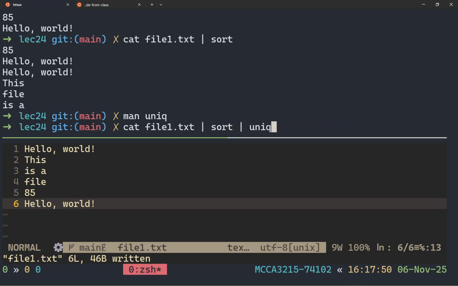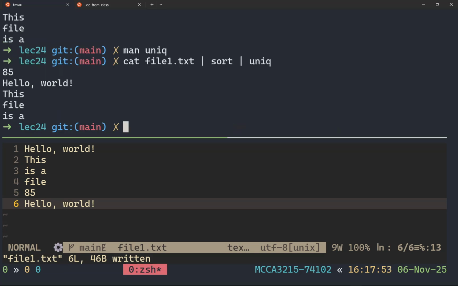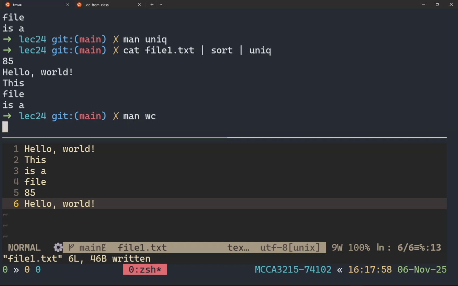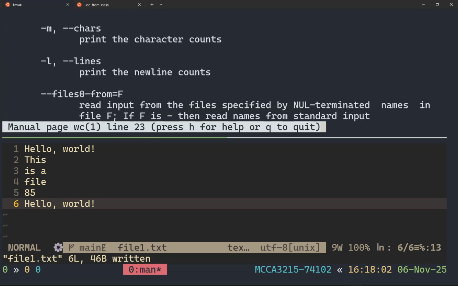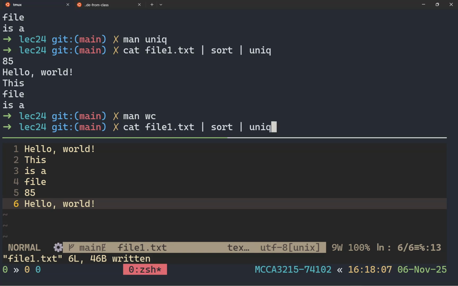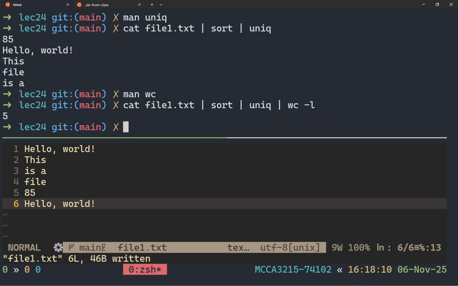So I can take that, sort it, give it to uniq, watch the difference. There's only one hello world now. And then there's a wc command that counts words or lines. If you give it the -l option, it will give you back how many lines there were. So if we pipe all this to wc -l, it will give us how many unique lines there were in that file. Does that make sense? So that is us using the full power of the Linux terminal, of the Unix ideology. It's very cute, very cool.